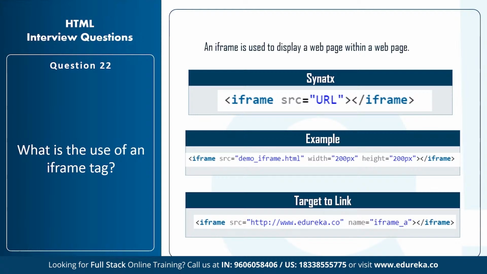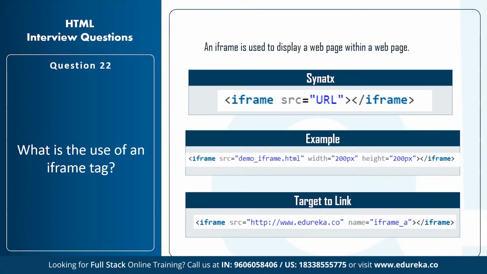So here I've taken an example where you have the source code as any particular demo iframe.html. You just have to specify the width and height of your iframe, that is the particular width and height that you are going to insert inside that web page. So this creates a frame of this particular dimension inside your original web page.